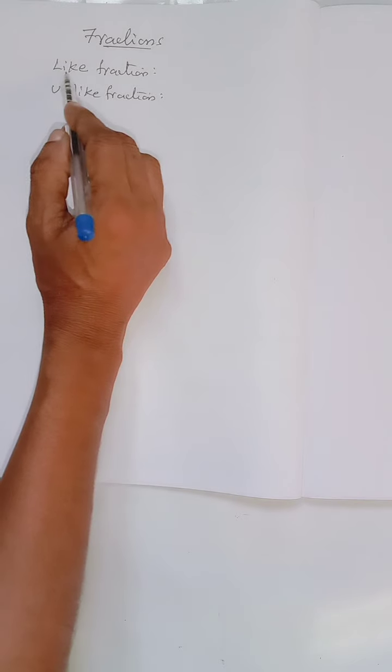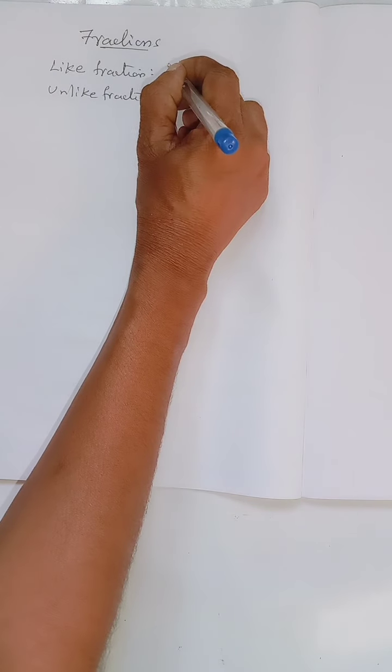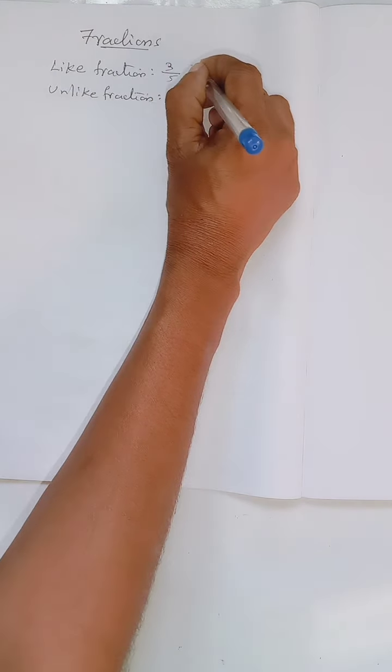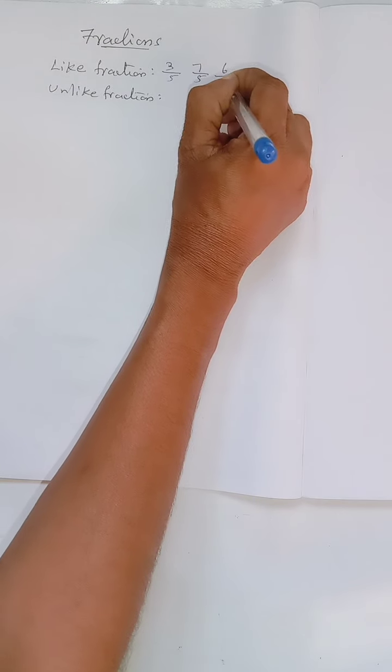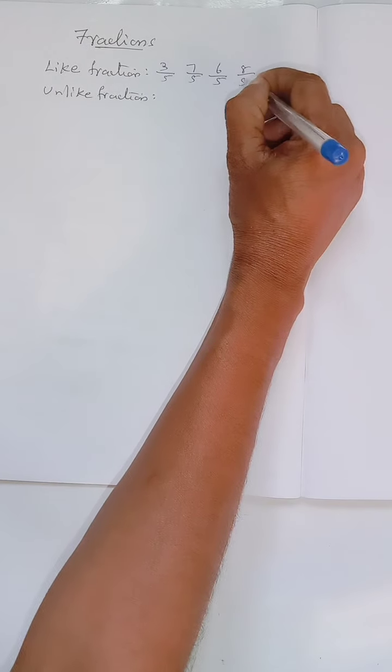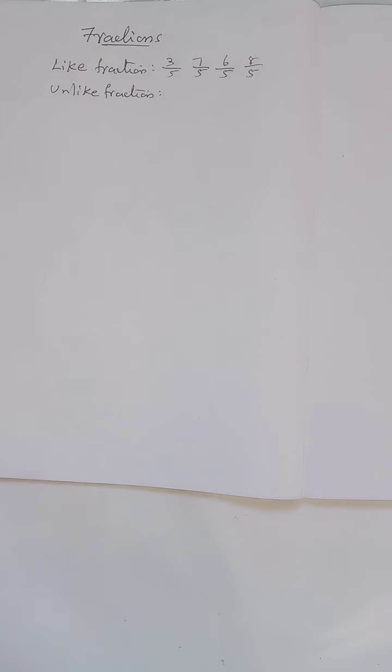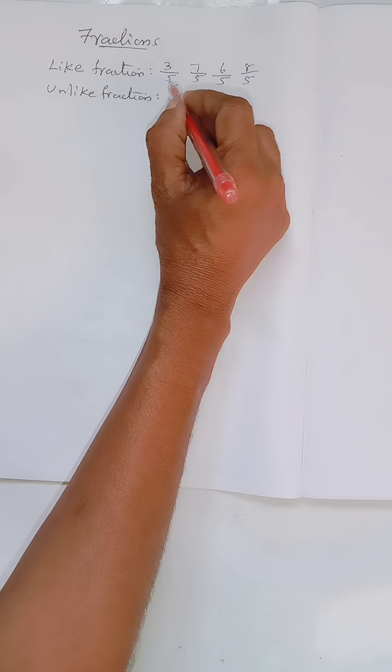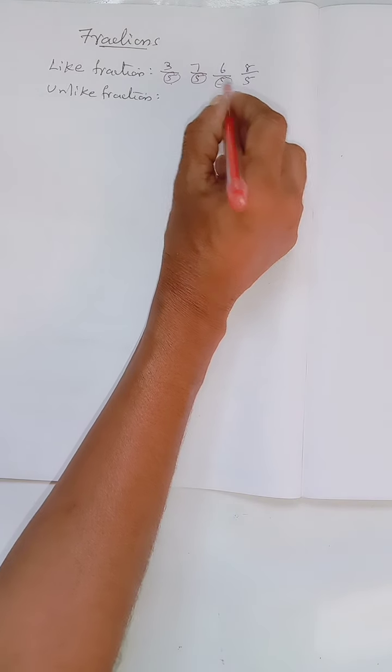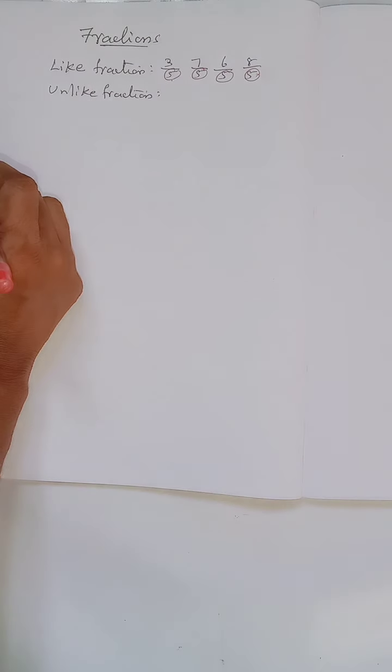Okay, what are like fractions? Sometimes if I am writing 3 by 5, 7 by 5, 6 by 5, 8 by 5. Can you see? Here all my denominators are 5. So this is called a like fraction.